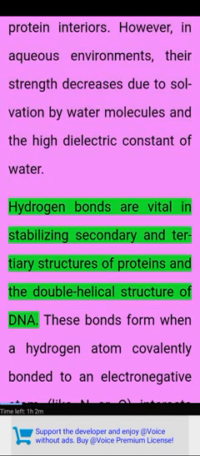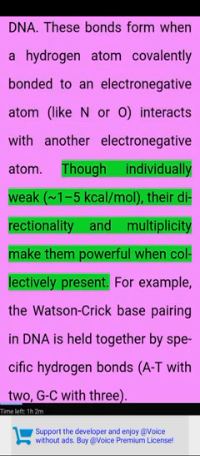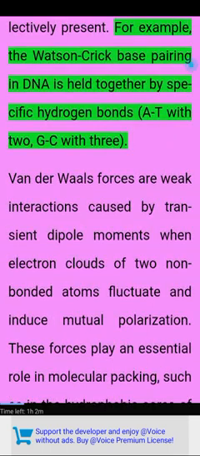Hydrogen bonds are vital in stabilizing secondary and tertiary structures of proteins and the double helical structure of DNA. These bonds form when a hydrogen atom covalently bonded to an electronegative atom, like N or O, interacts with another electronegative atom. Though individually weak, approximately 1 to 5 kcal per mole, their directionality and multiplicity make them powerful when collectively present. For example, the Watson-Crick base pairing in DNA is held together by specific hydrogen bonds: AT with 2, GC with 3.